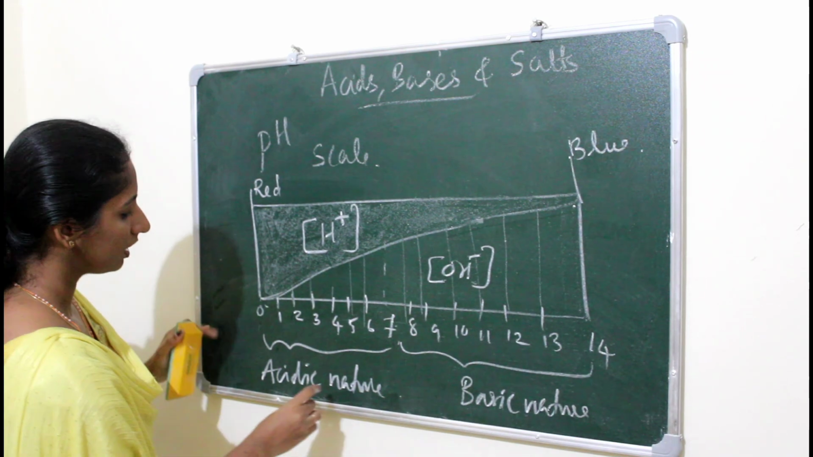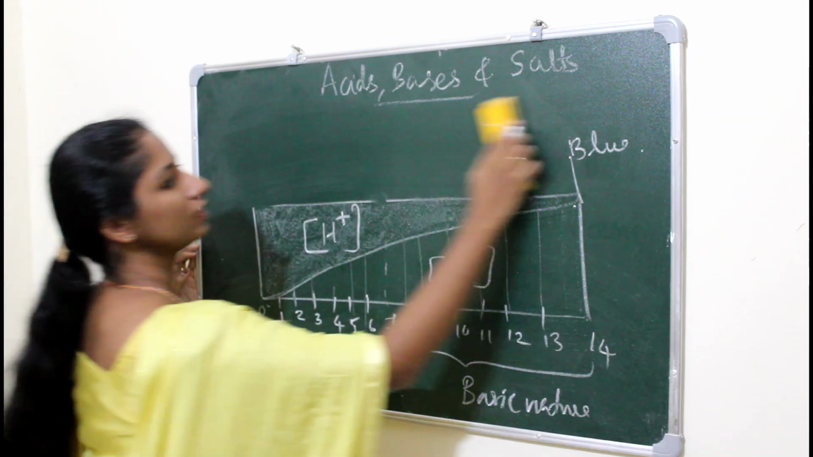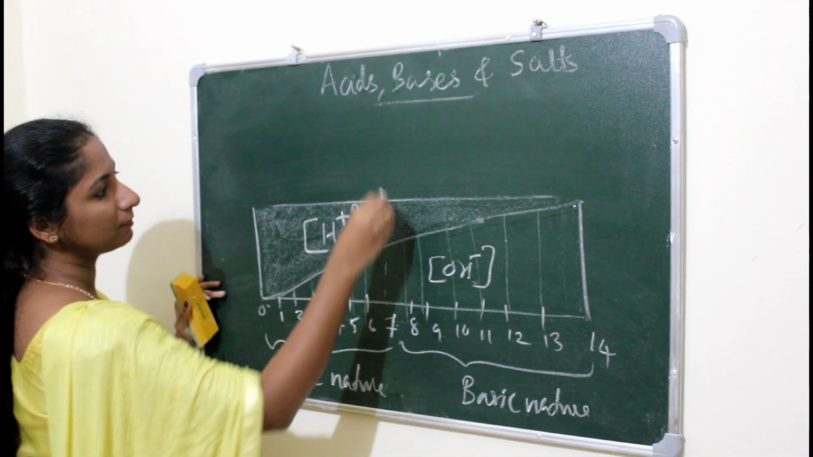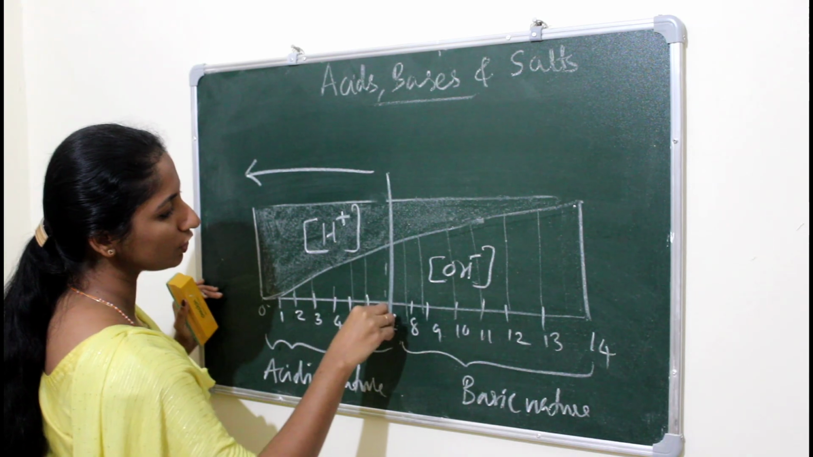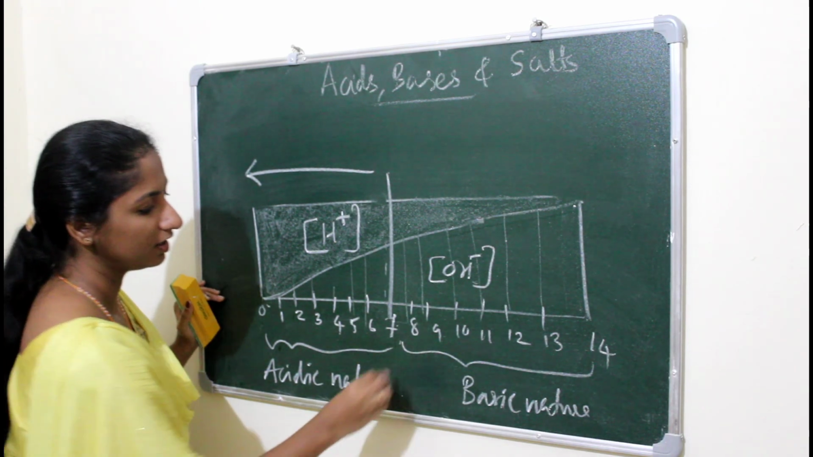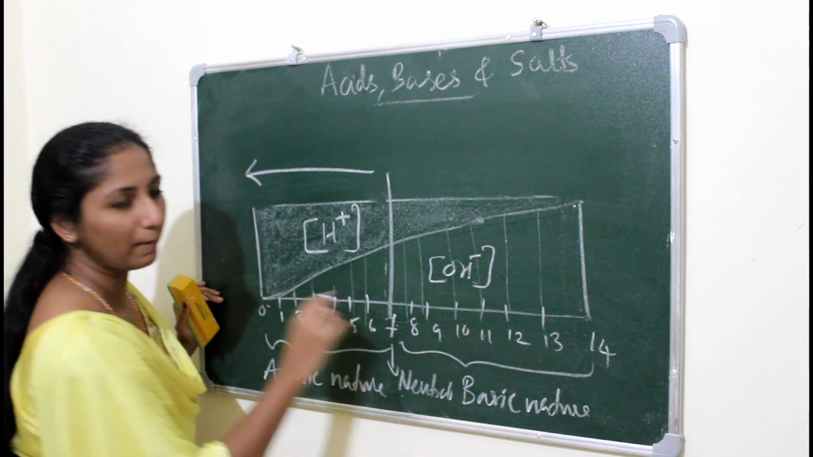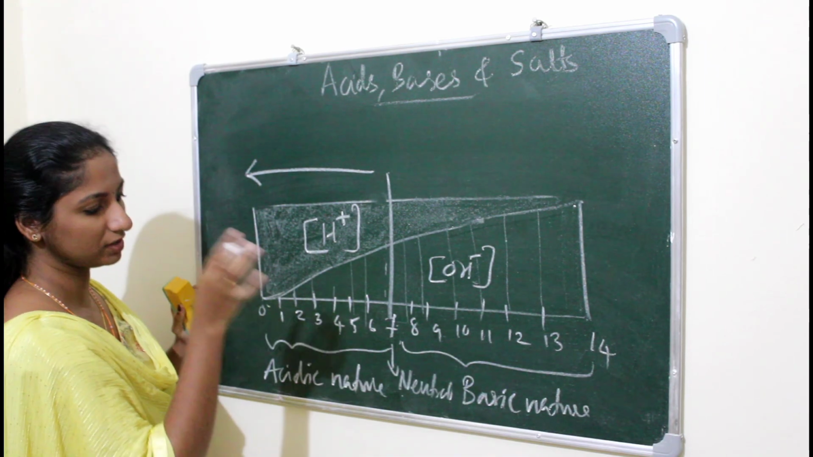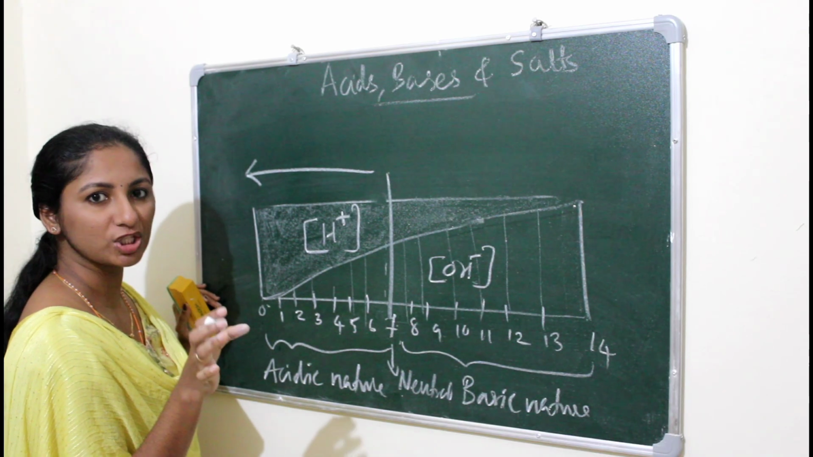So when we are moving to 7, 7 is actually neutral. That means it is not acid or base. Neither will it show the properties of acid nor will it show the properties of base.